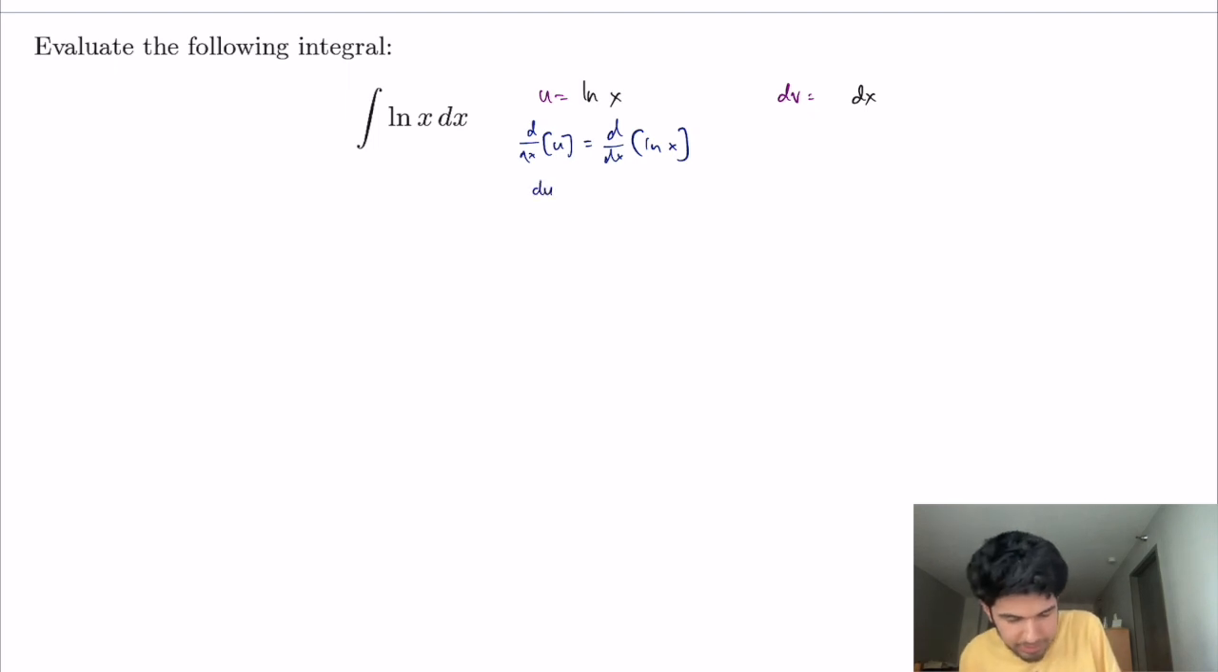On the left-hand side, we get du dx. On the right-hand side, the derivative of ln of x is 1 over x. So that means du equals 1 over x dx. Cool.